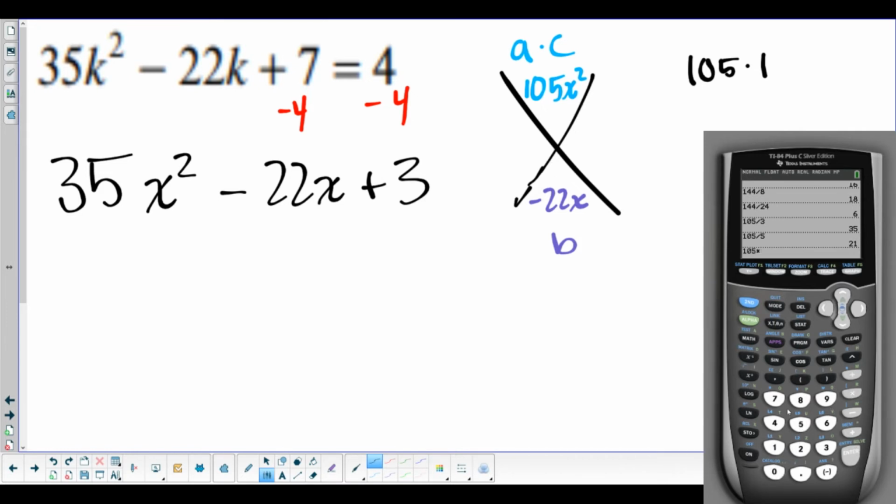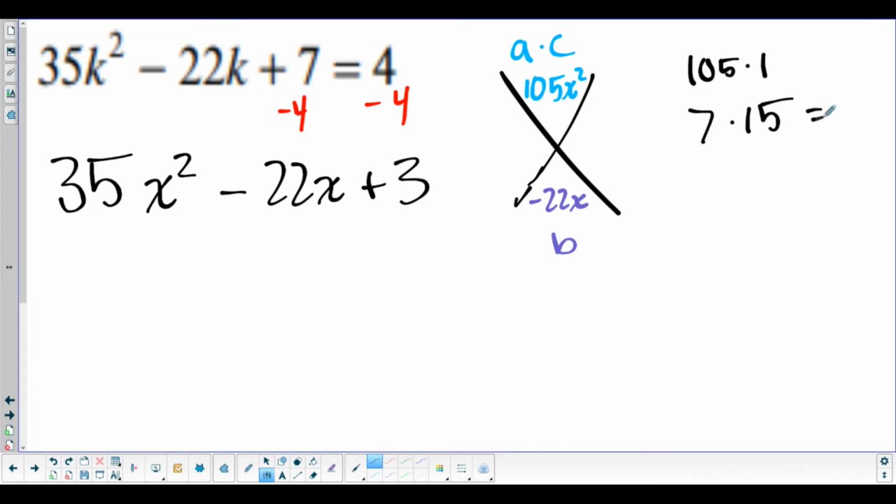How about 105 divided by 7? 15. Ooh, that's the one. I can do 7 times 15. That is equal to 105 when I multiply it. And then if I add them together, as long as they're both negative, they're going to add to negative 22. So those are our answers. Negative 7x and negative 15x. Thanks for catching me.